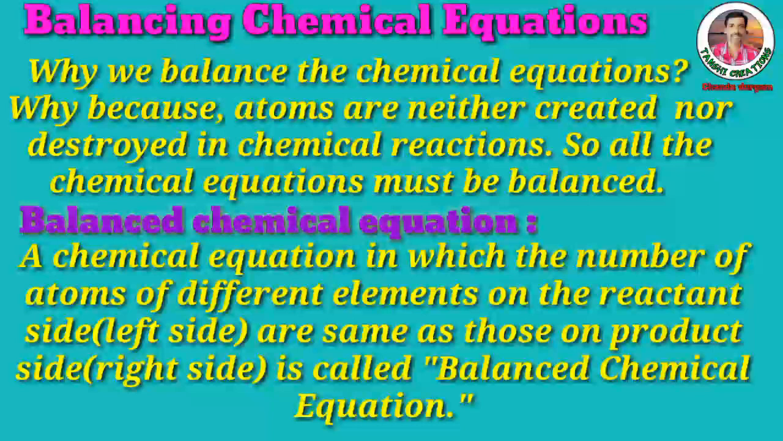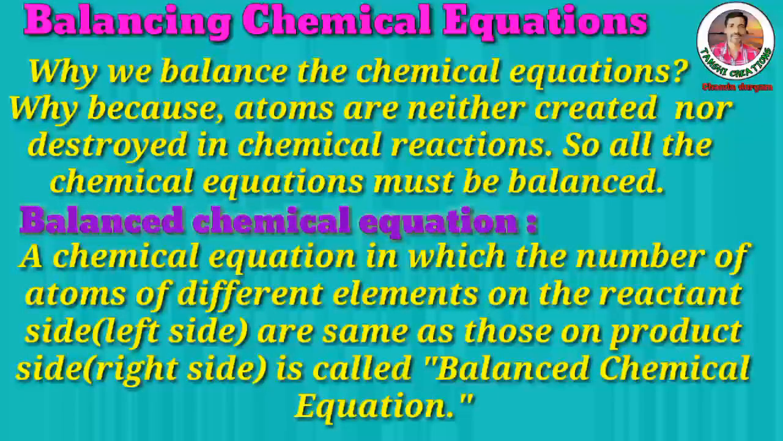Now, what is the definition of a balanced chemical equation? A chemical equation in which the number of atoms of different elements on the reactant side, the left side, is the same as on the product side, the right side, is called a balanced chemical equation. Children, watch the video carefully.